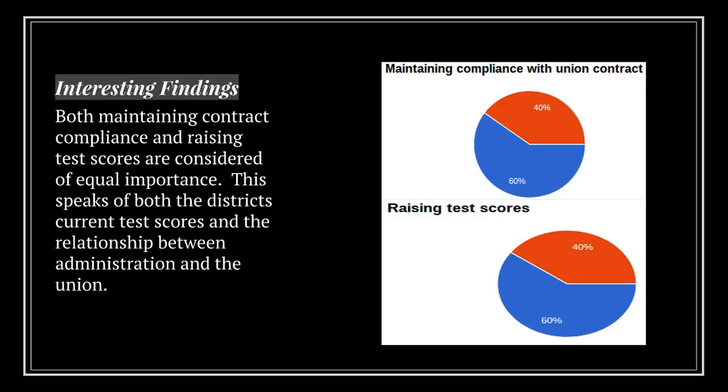Some interesting findings were that maintaining compliance with union contracts and raising test scores actually had the same level of importance among these 5 administrators. This shows that the district's current test scores are relatively high, and building administrators may feel that what they're doing is working and that the scores don't need to come up anymore, but they just need to be maintained. And also maintaining compliance with union contract, they saw that as very critical. Some might say that maybe there's a contentious relationship between the union and the administration, which isn't actually true in Plain Local. There's a very good relationship between building administrators, the superintendent, the school board, and the current union administration.